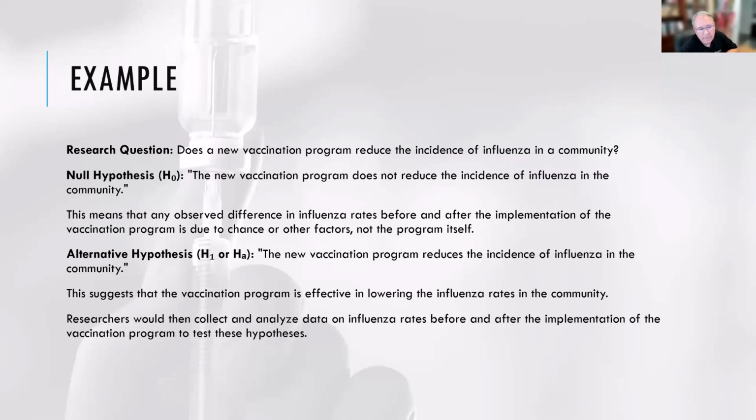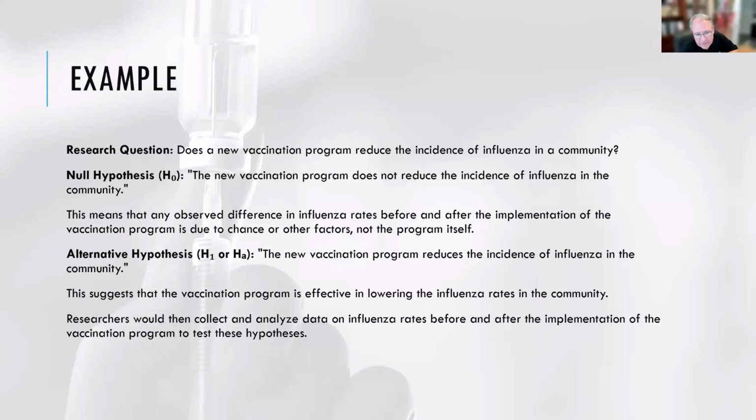So here's an example. We have a research question. Does a new vaccination program reduce the incidence of influenza in the community? So the null hypothesis is the new vaccination program does not reduce the incidence of influenza in the community. That means any observed difference in influenza is strictly due to chance. Okay, it had nothing to do with the vaccination. It's just simply the chance of these numbers changing.